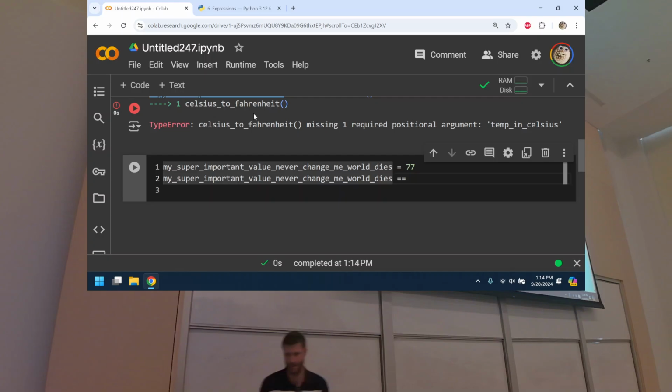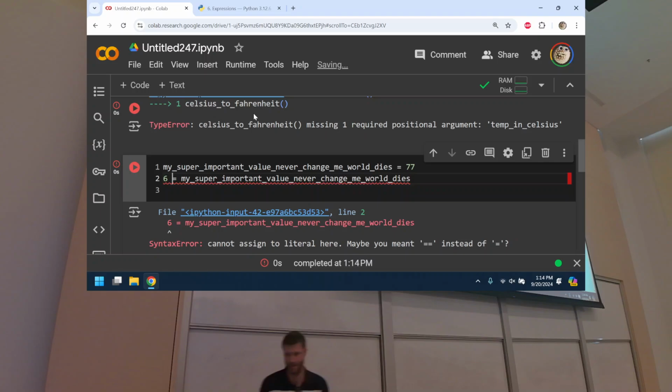This could never happen if you do Yoda style, which is, instead of saying my super important value, never change me, world dies, is equivalent to 6, we would say 6 is equivalent to that. So yeah, that'll work. But if my kid comes along and does this, it's going to say I can't reassign the value of a literal. So it's a way to hedge against problems. Some people like this, some people don't. If you want to do this, great. If you're like, I hate it, it doesn't matter. But it could save you and the world, apparently.